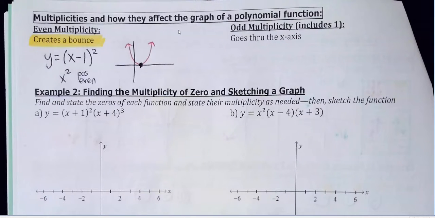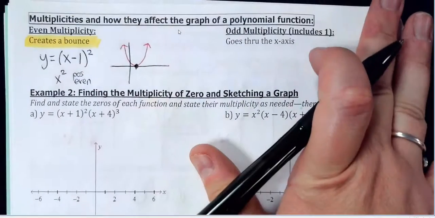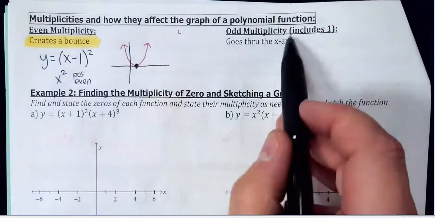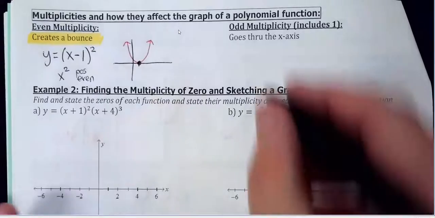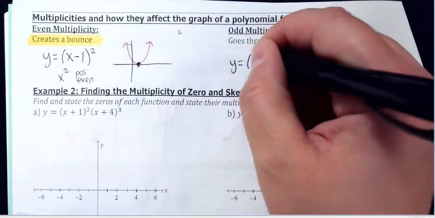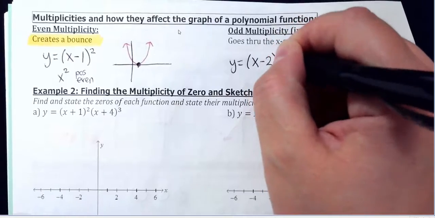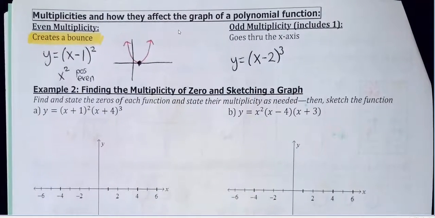If you have an even multiplicity, it does not go through the x-axis there, it bounces back the way that it came. Okay, now everything we did on the front, because this says includes 1, it was an odd multiplicity. So let me give you one that's a little bit of a different example. Let's say I had x minus 2 cubed. Okay, so that would be an odd multiplicity. Anything that's just a plain set of parentheses would be to the first power, so that would be odd.